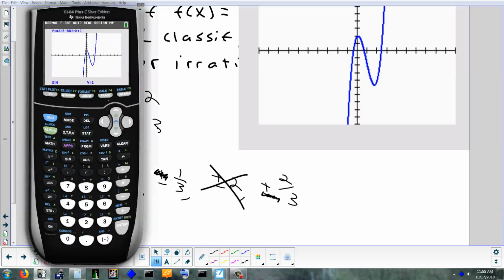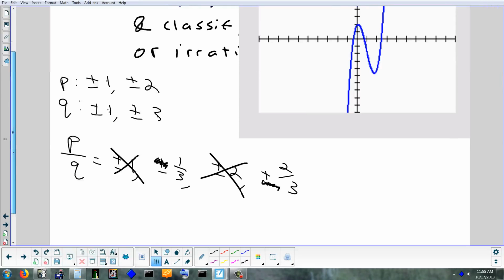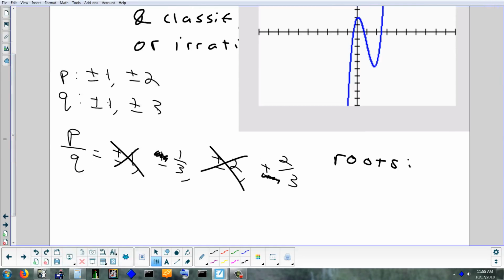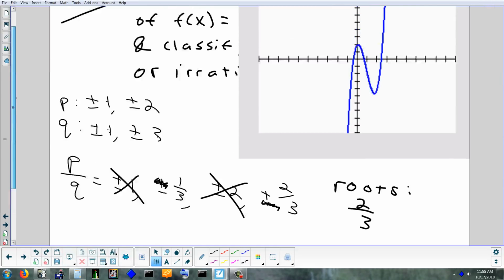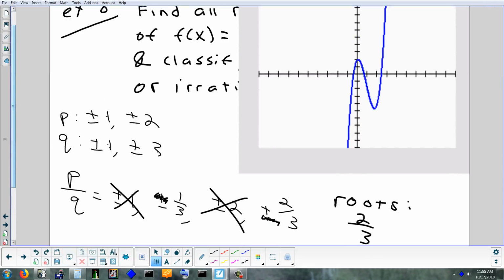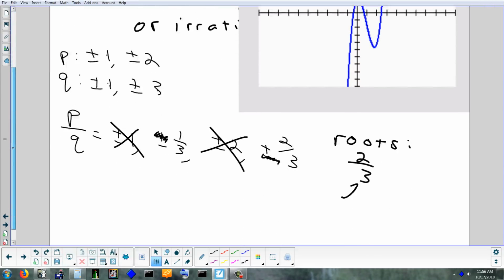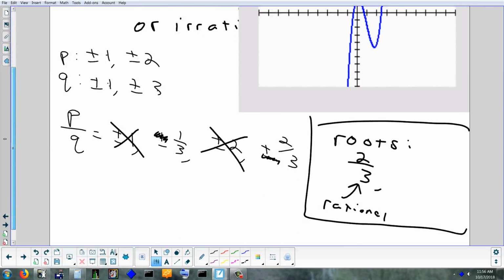Let's check negative 1/3. No. Negative 1/3 is close, but it's not 0. So even though it looked reasonable, it's not. Let's check 2/3. Yep. 2/3 is a root. So if we're making our list, 2/3, and it's said to classify as rational or irrational, that's rational. Okay, and now let's get the other ones.